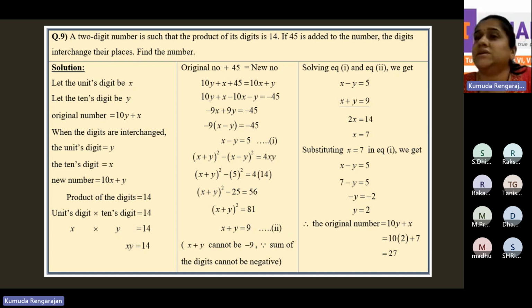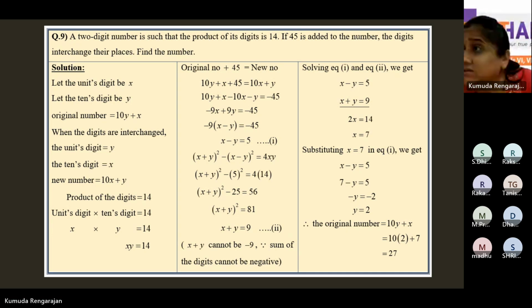So what did you get, Ritika? X plus y the whole square is equal to what? 61 illa. 56 plus 25 will, yeah. 81. 5 square. Florentina? X plus y the whole square is equal to 81.